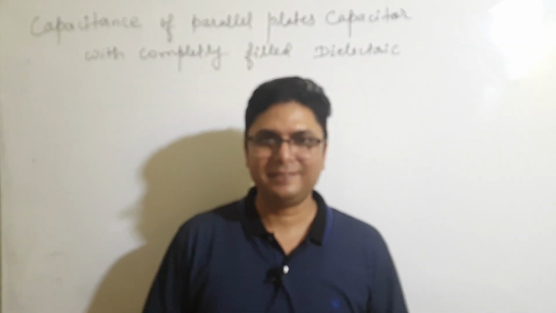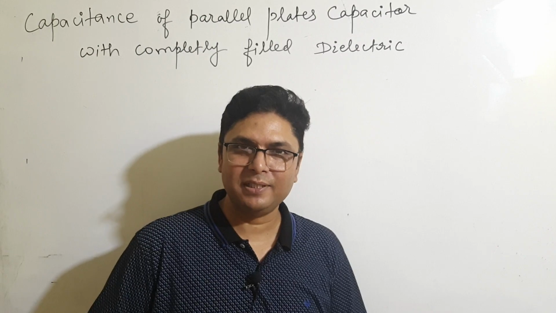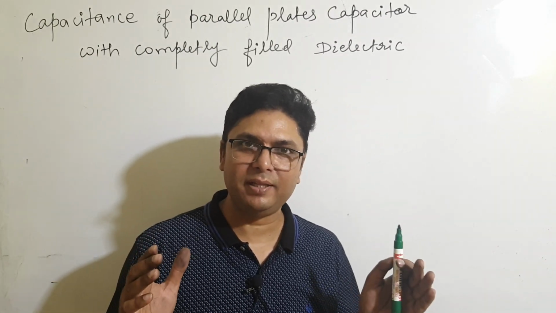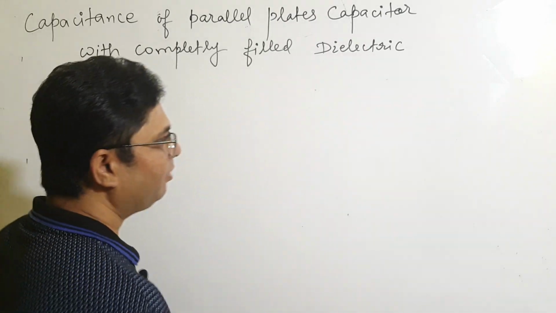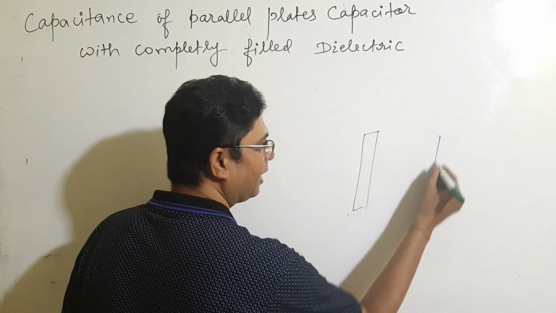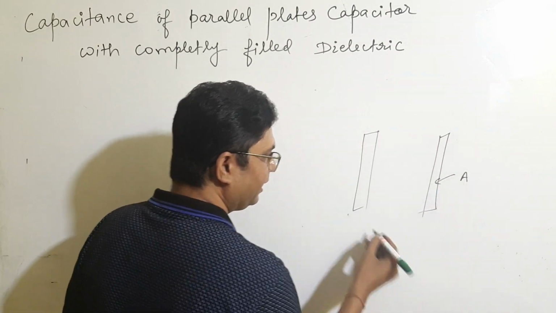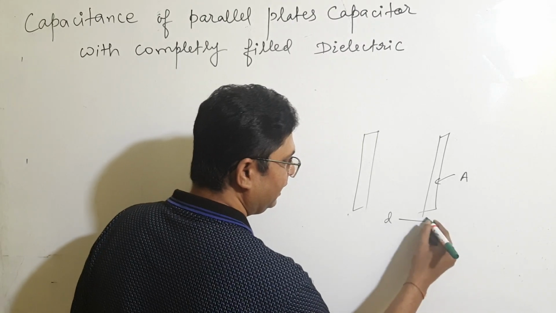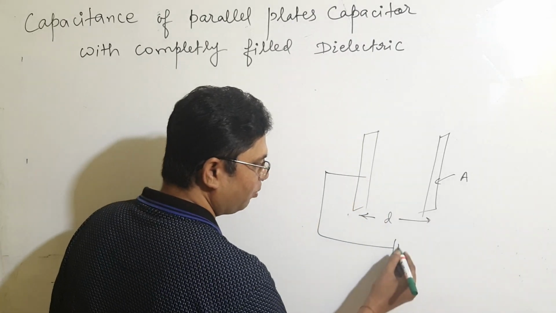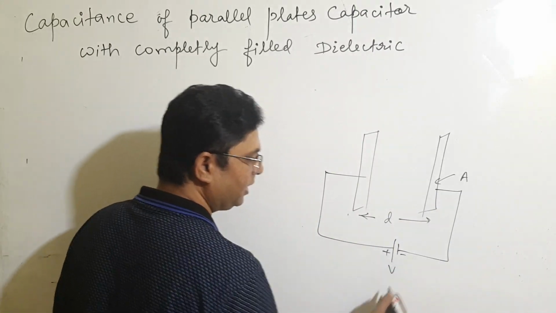Let's learn the capacitance of a parallel plate capacitor with a completely filled dielectric medium between the plates. Here we take two parallel plates of plate area A each. The distance between the two plates is D and these plates are connected across a potential difference V.